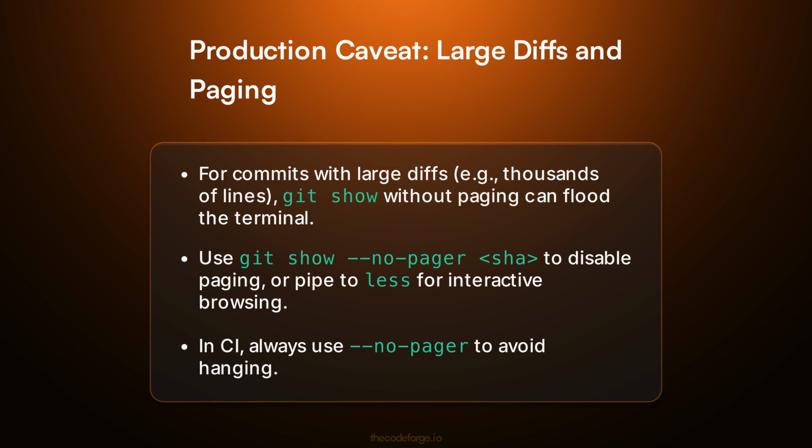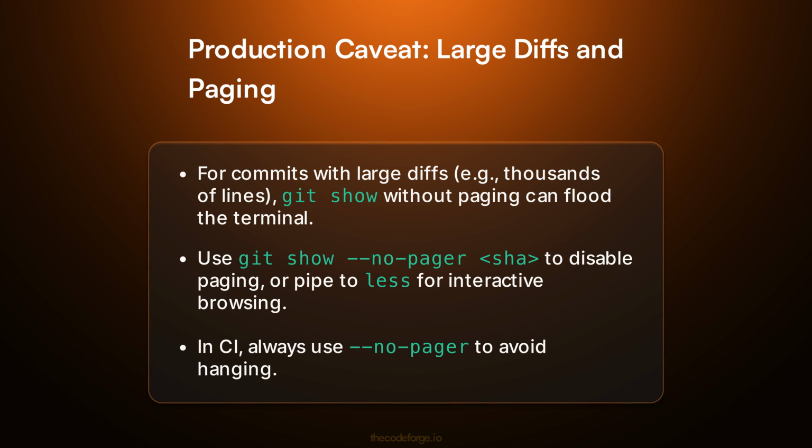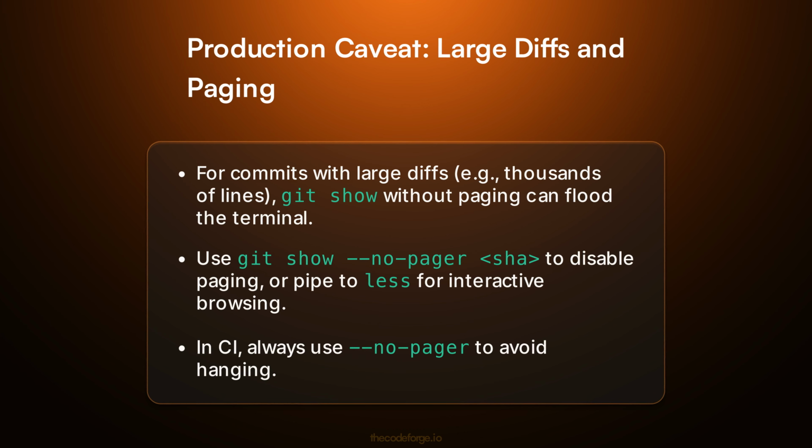For commits with large diffs, for example thousands of lines, Git Show without paging can flood the terminal. Use git show --no-pager SHA to disable paging, or pipe to less for interactive browsing. In CI, always use --no-pager to avoid hanging.